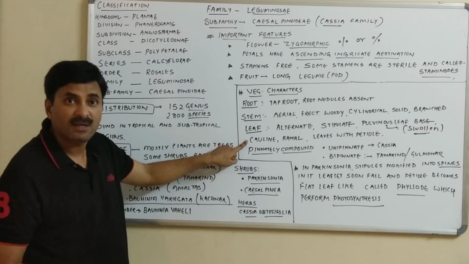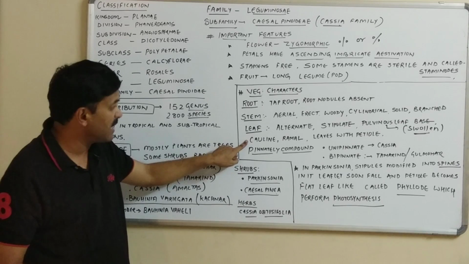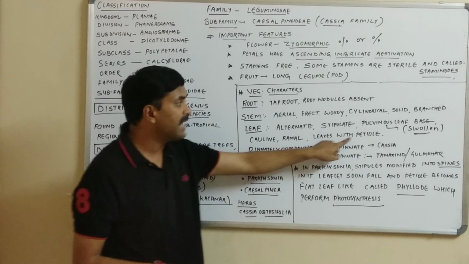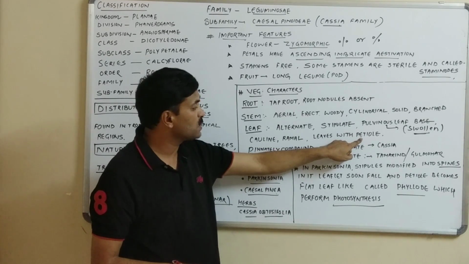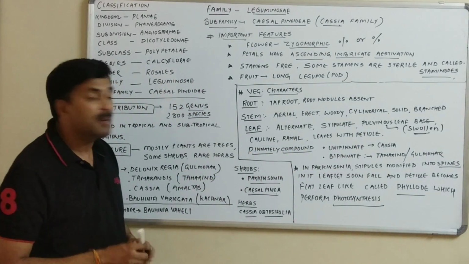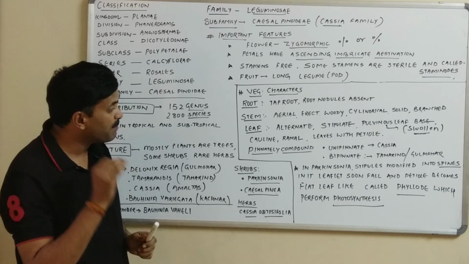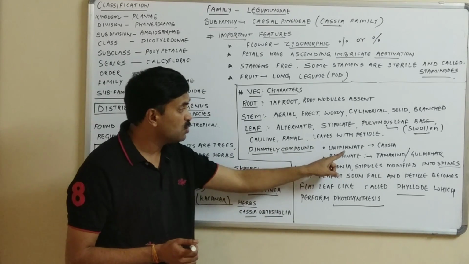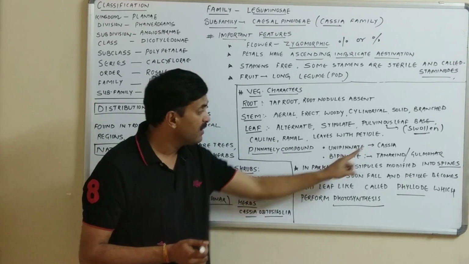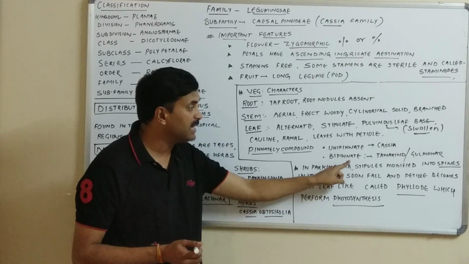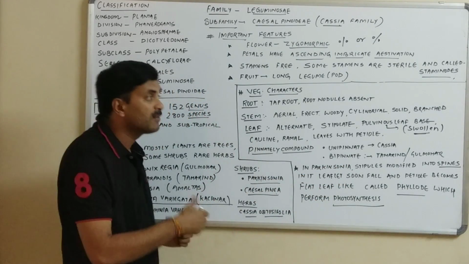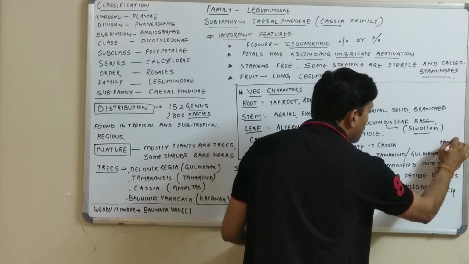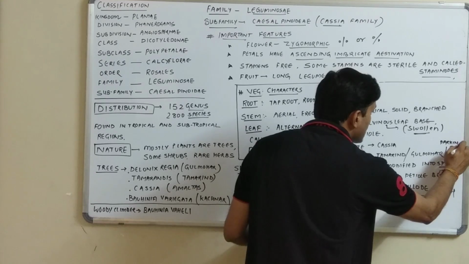The leaves may be cauline. Cauline means they may arise from the stem; ramal, they may arise from the branch. The leaves have stalks, which are also called the petiole, and the leaves are pinnately compound. They may be unipinnate or bipinnate. Unipinnate leaves are found in Cassia, while bipinnate leaves are found in tamarind, gulmohar, and one more example we can quote is Parkinsonia. In Parkinsonia also the leaves are bipinnate.